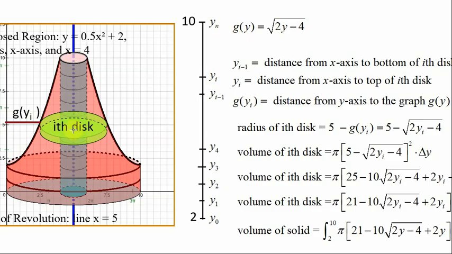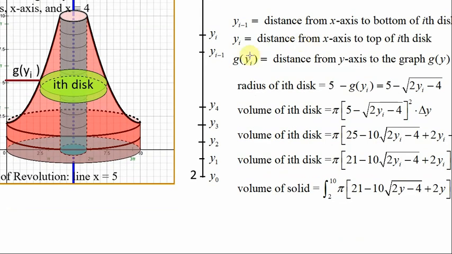Now, the distance from here to here, that's not the radius of this disk. The radius of the disk is from the axis of revolution, the line x equal to 5, to the graph. And so from here to here is 5. From here to here is g of y sub i. And therefore the radius of this ith disk will be 5 minus g of y sub i. And so we get 5 minus the square root of 2y sub i minus 4, since the function g of y is the square root of 2y minus 4.